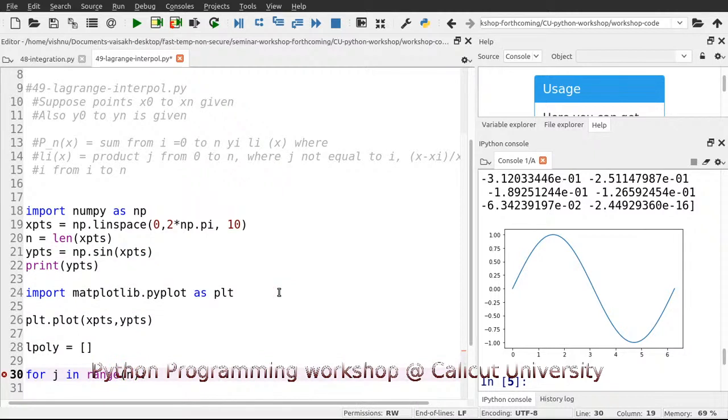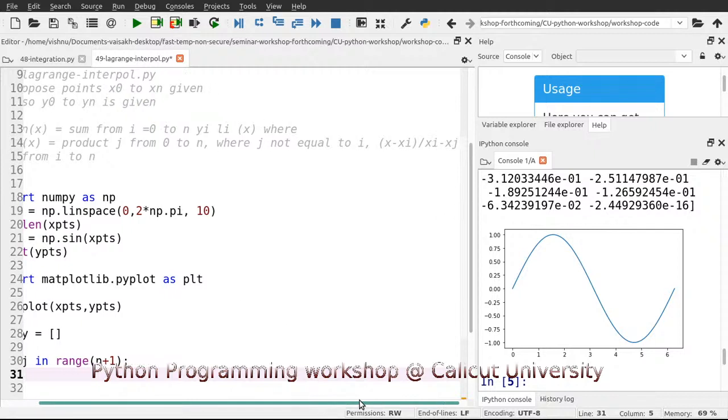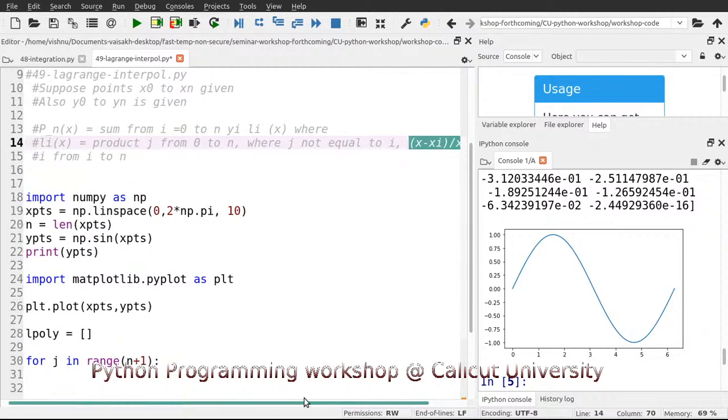So what are the polynomials that we are going to create? Range n plus 1 is required, since L0 to Ln are required. So what is the first polynomial that we have to create? What are the things that we have to multiply? We have to multiply x minus xi by xi minus xj. This is the definition, and this is what we want to do.